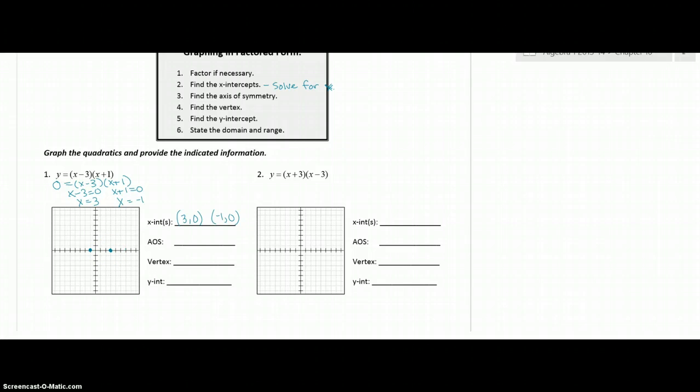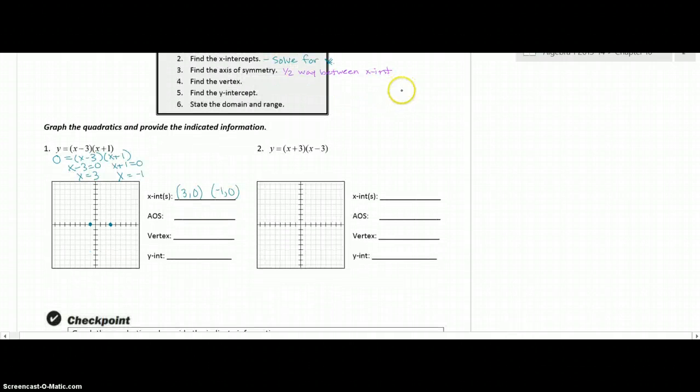Remember, the axis of symmetry is going to cut this in half. It goes through the vertex, but let's find the halfway point first. So this is halfway between the x-intercepts. Another word for halfway between would be the average. So what is halfway between 3 and negative 1? Well, you could probably eyeball it.